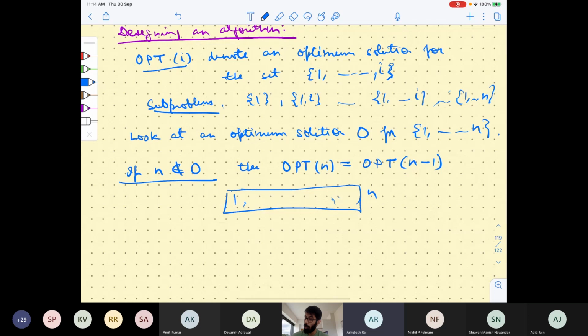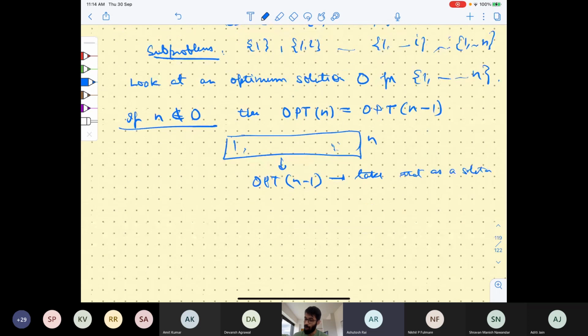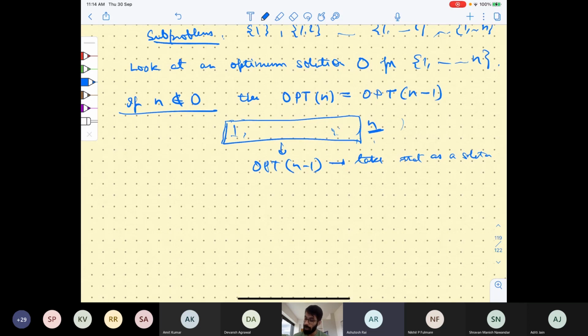Because if it is not an optimum on this set, then you can look at the optimum of n-1, put that as a solution, and get a better solution than whatever you have for OPT. It does not really require a proof so much, but I'm saying this so that you understand why OPT(n) has to equal OPT(n-1). So when n is not part of the solution, the optimum solution for the whole set has to be the optimum solution for the smaller set, of size n-1.